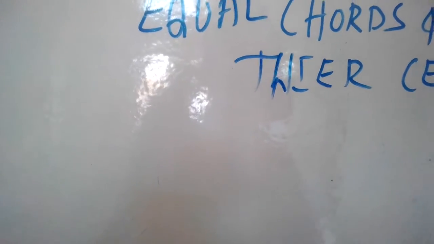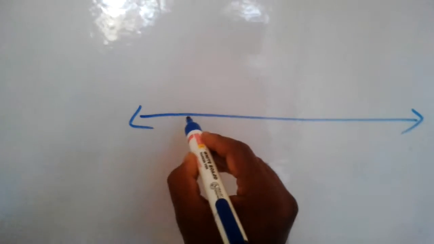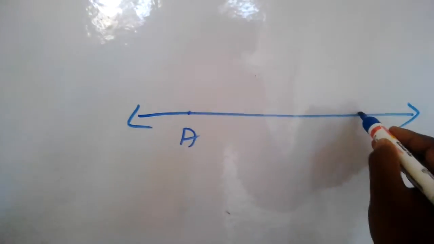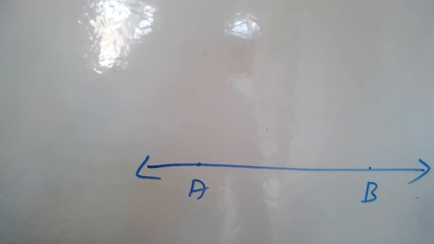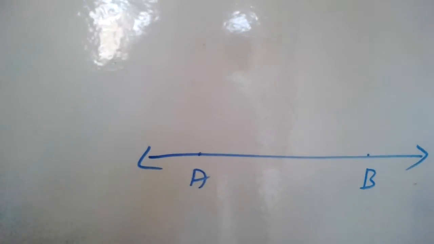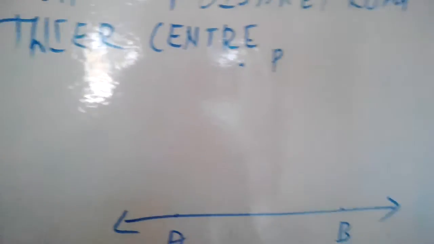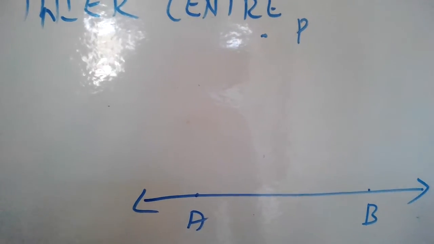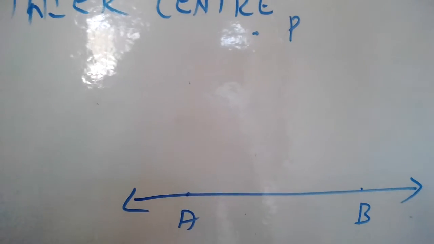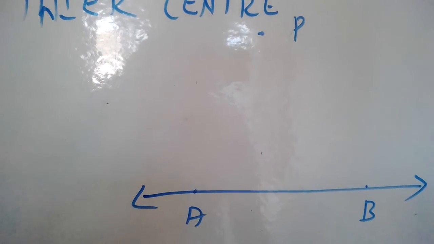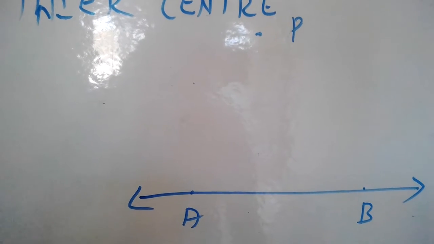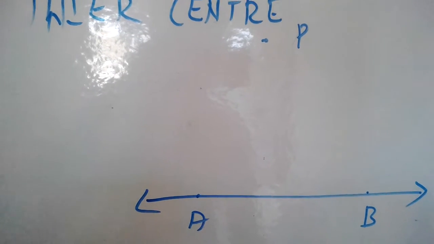Consider, let AB be a line segment. A here, B. So AB is a line segment, and consider P is a point. Since there are an infinite number of points on a line, if you join these points to P, you will get infinitely many line segments.